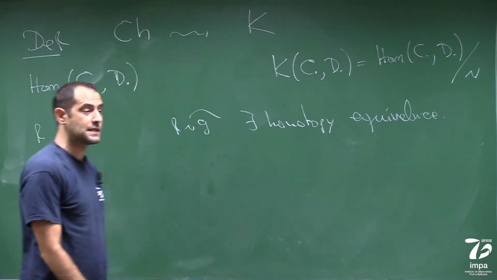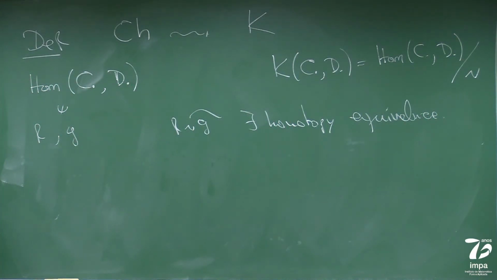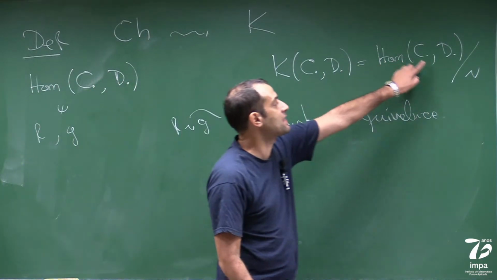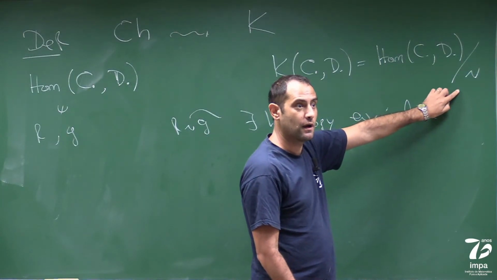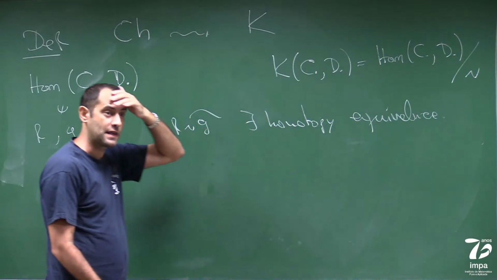So there's a lot of things to say here. First of all, the homotopy equivalence is an equivalence relation so that I can divide by the equivalence relation. I want it to be a linear equivalence relation so that this thing is still a vector space. So let's start checking all of these things.